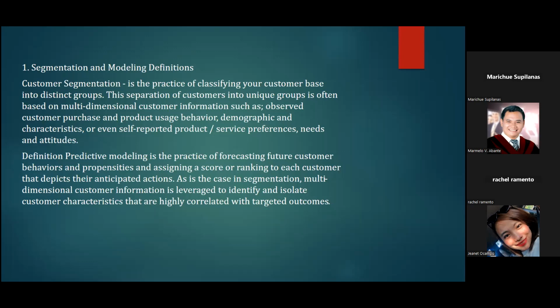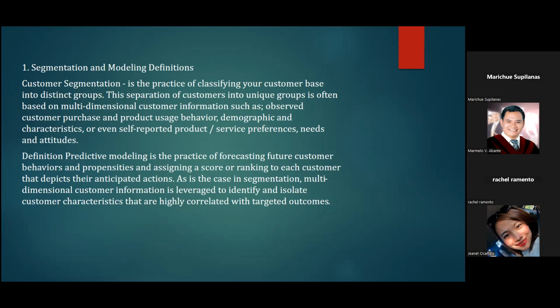Segmentation and modeling definition. Customer segmentation is the practice of classifying your customer base into distinct groups. The separation of customers into unique groups is often based on multidimensional customer information, such as observed customer purchase and product usage behavior, demographic characteristics, or even self-reported product and service preferences, needs, and attitudes.